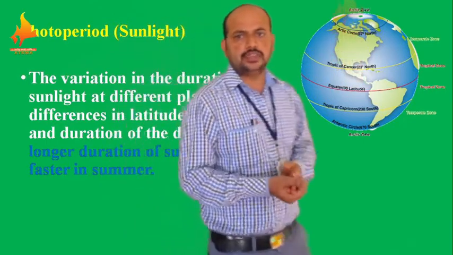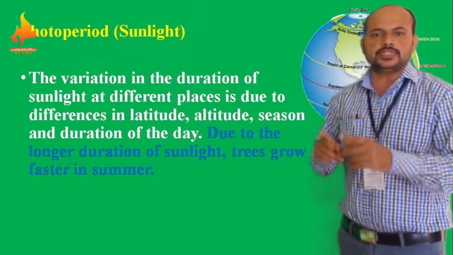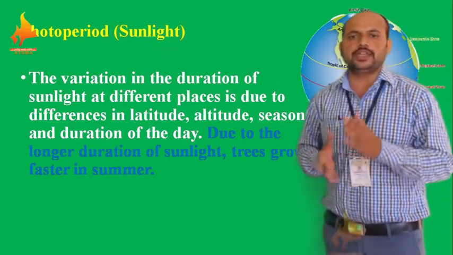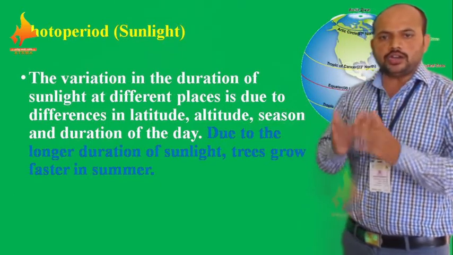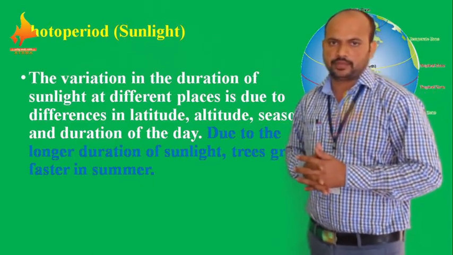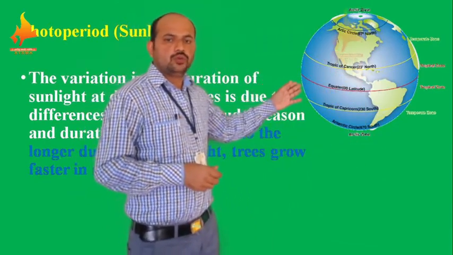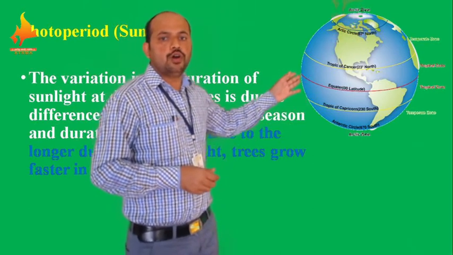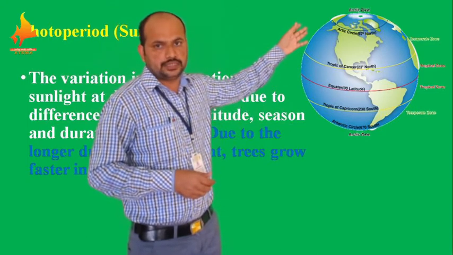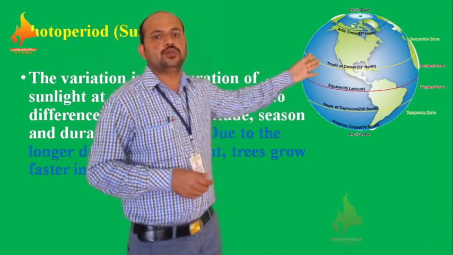The variation in the duration of sunlight at different places is due to differences in latitude, altitude, season and duration of the day. Due to the longer duration of sunlight, trees grow faster in summer. Understood? So near the equatorial region we will have more dense vegetation as compared to the temperate region or the frigid region. Understood? Because this region has more photoperiod as compared to the temperate region.